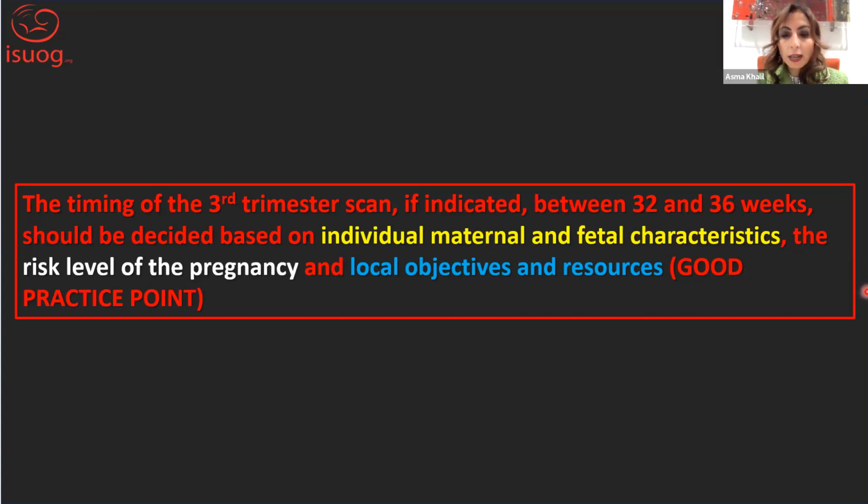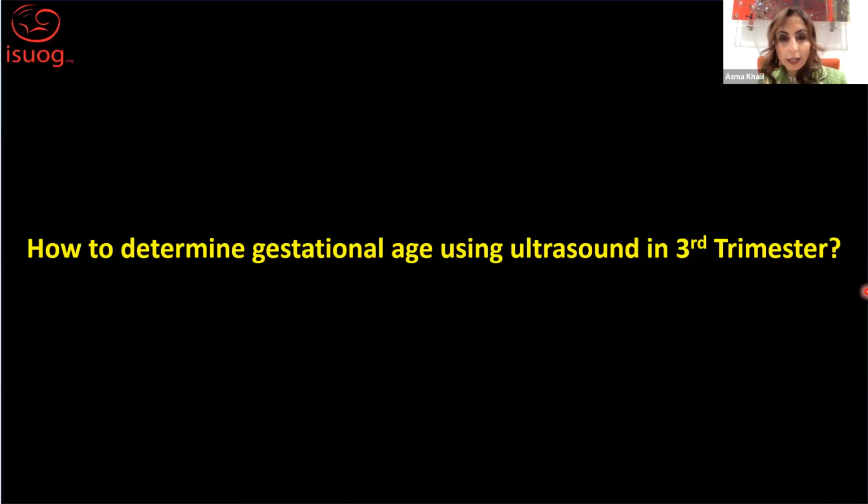And then the various sections of the guideline, from how to determine gestational age using ultrasound scan in the third trimester, what biometry variables you would use, and how accurate this estimation of the gestational age is, or the various sections, the checklist that I showed you, are all included in the guideline.